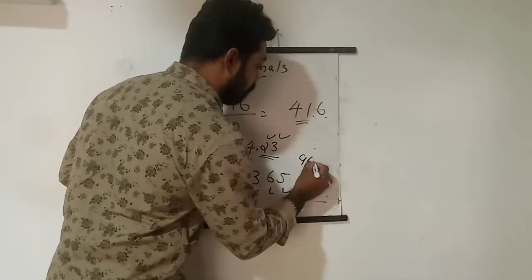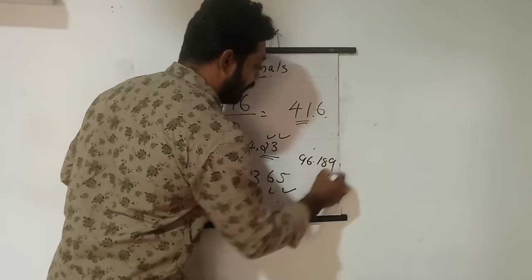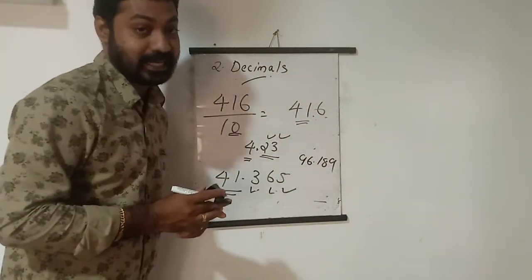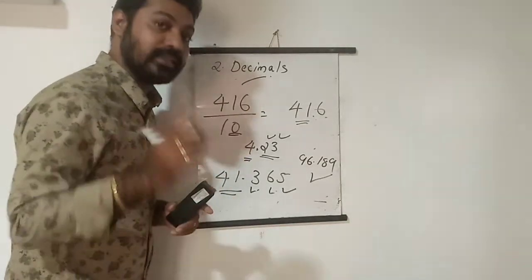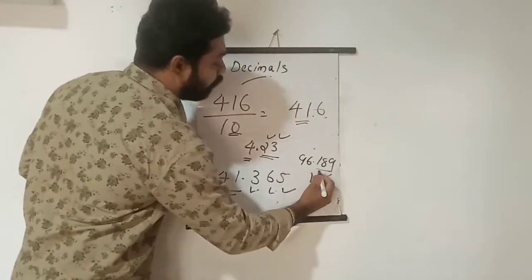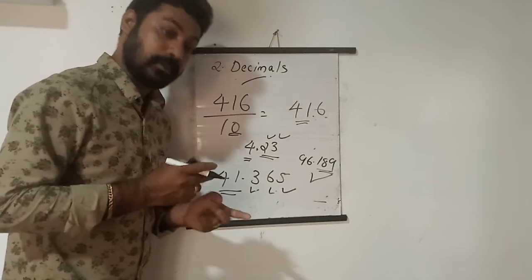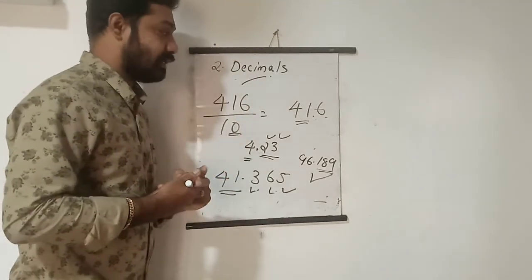Like that, 96.189 is read as 96 point 1, 8, 9, not 189. Like that we have to read the digits after the point. We have to read the digits after the point separately. So this is how we are writing and reading.